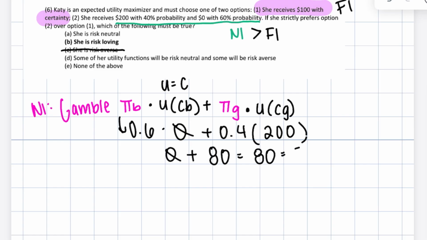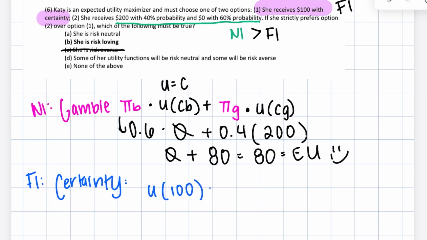And so she has an expected utility of 80 under no insurance. Then under full insurance, we think of this as certainty. She can win money with certainty. And so we're just going to do 100% chance of her winning $100. So that's just going to be a utility of 100, which equals 100.